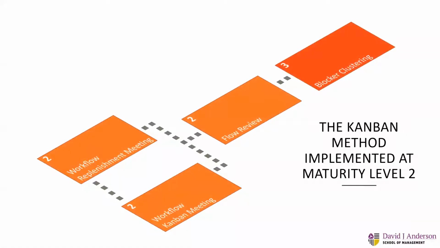Okay, now at maturity level 2, we had 4 feedback loops. Now we have 3, but I deliberately decided to leave this blocker clustering here because, oops, sorry, in this book, you will find blocker clustering at maturity level 2.